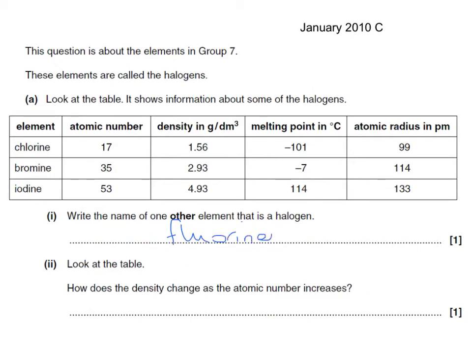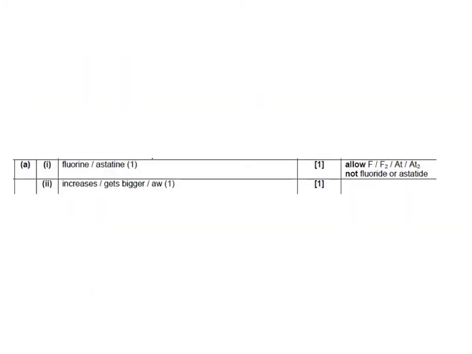And look at the table. How does the density change as the atomic number increases? Well, as the atomic number increases from chlorine to bromine to iodine, the atomic radius also increases. So we'll just say it increases. And there's the answer. They're fairly straightforward answers, very little else accepted.